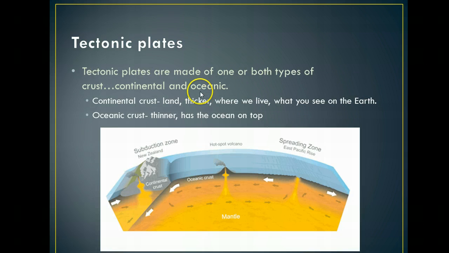Alright, so tectonic plates are made of one or both types of crust. And there are two types of crust. There's continental crust and oceanic crust. Has nothing to do with pizza crust. We're all talking about rocks right now.